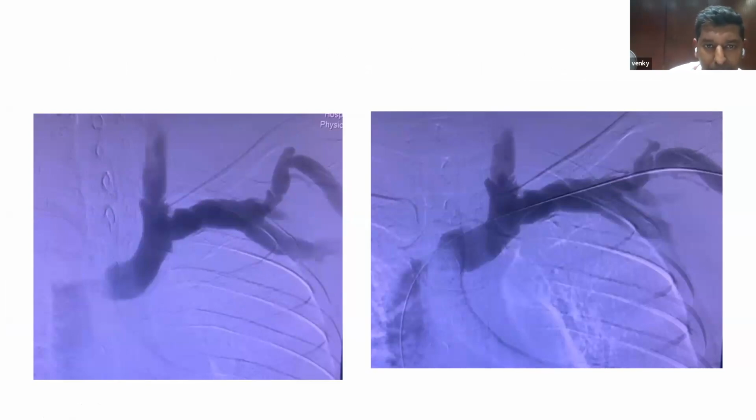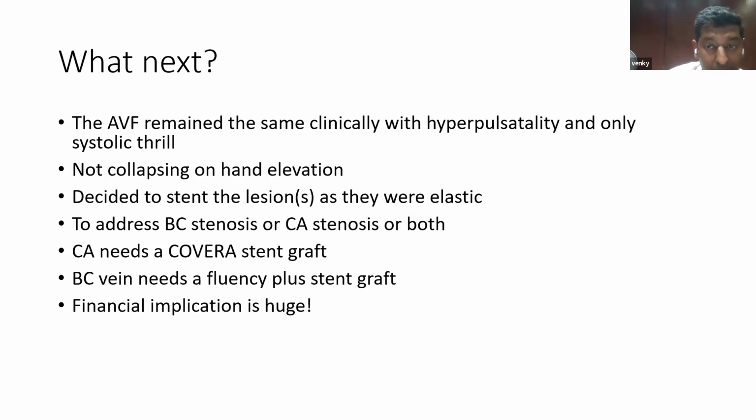Deep down, I knew we did not do much for the patient. It was almost the same, and none of his clinical problems are going to improve. So at this time, we needed to decide what to do next. As I told you, the AV fistula remained the same, with hyperpulsatility and systolic thrill only, and it was not collapsing on hand elevation, which means the venous pressure was still high and there was a prominent obstruction.